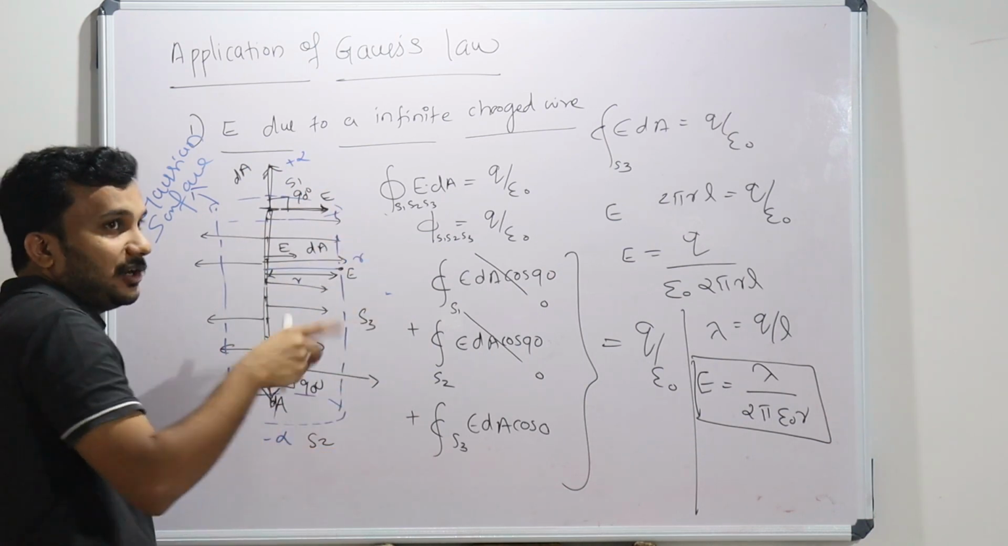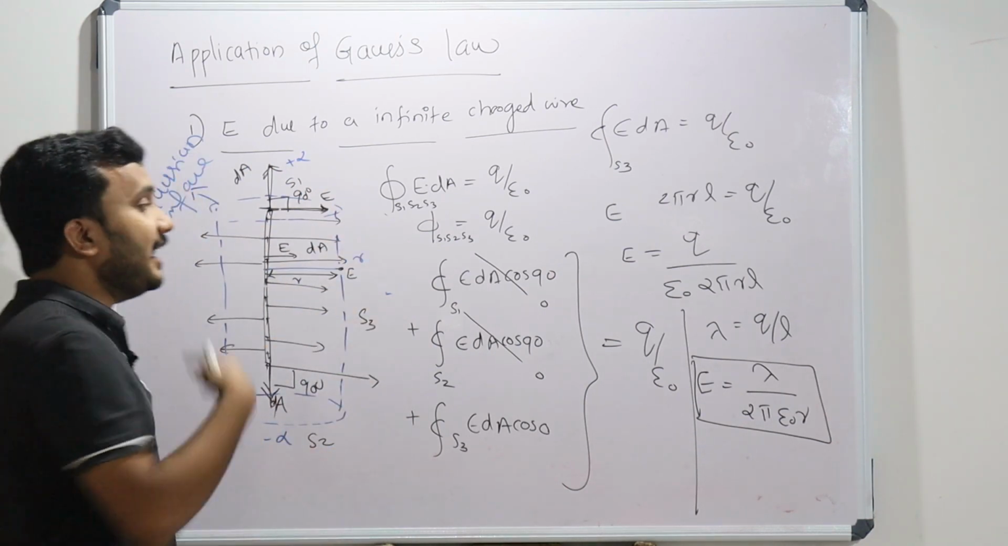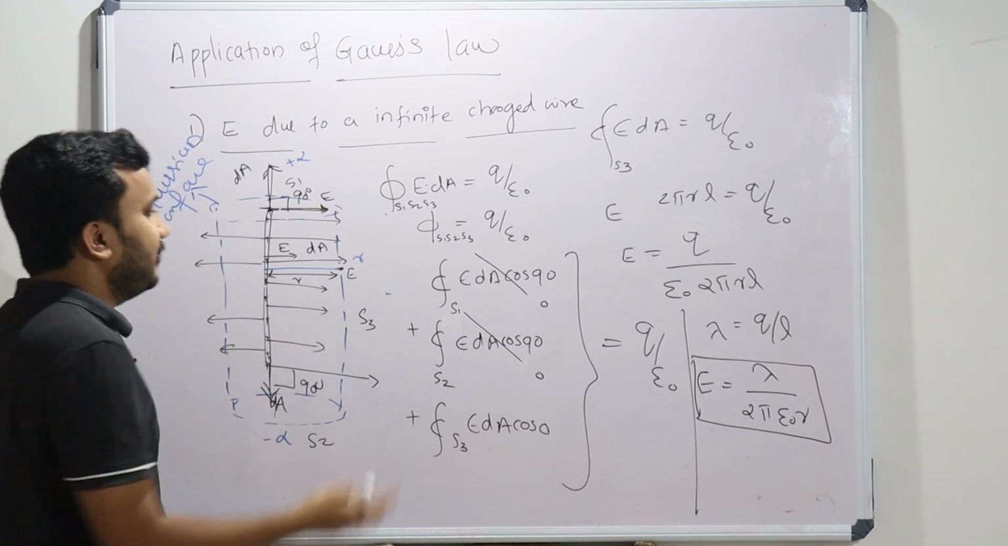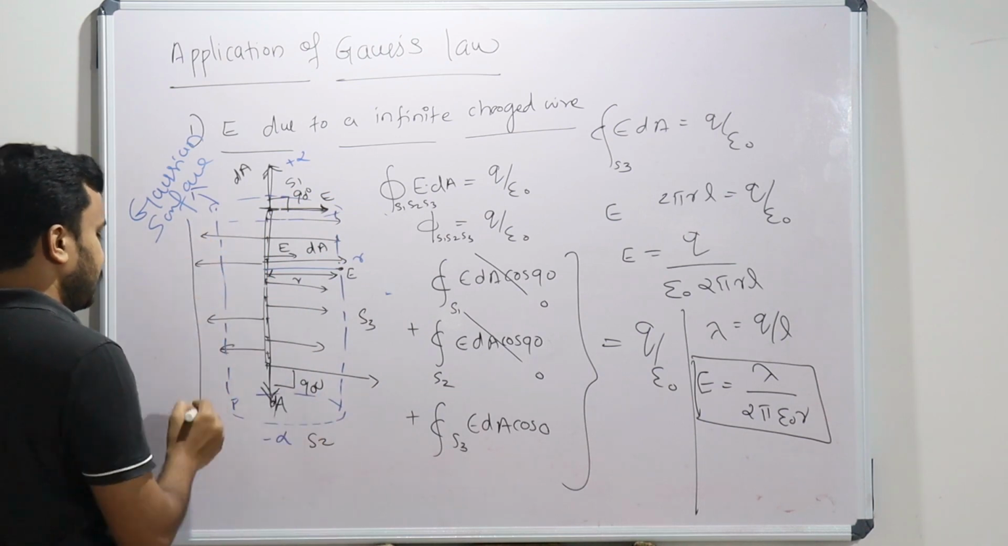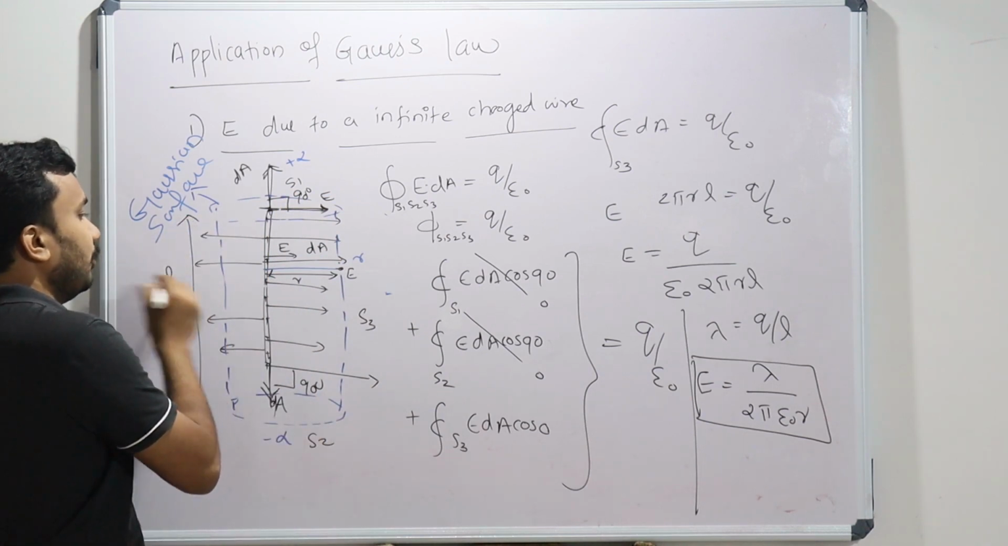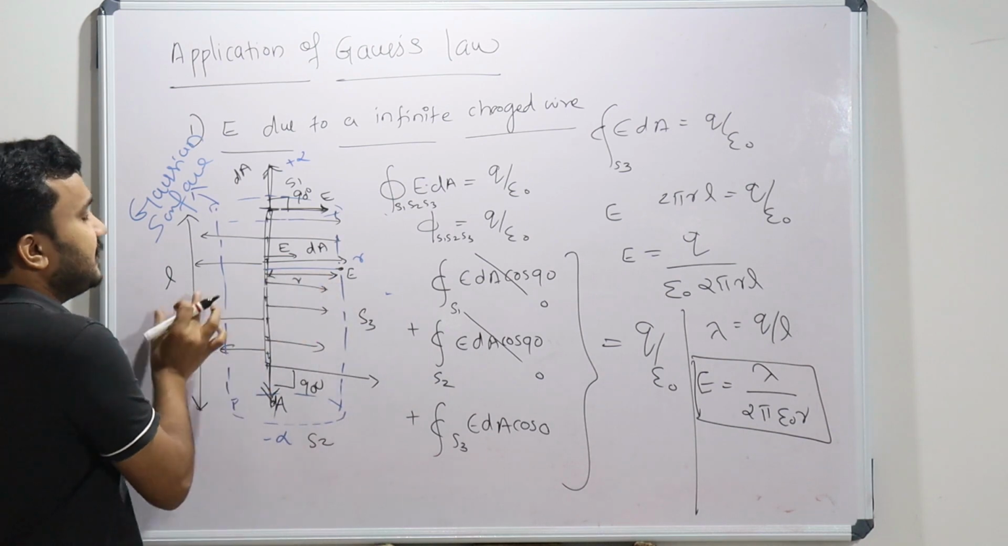Okay, area. Integral of dA means A. What is A? A is called the area of the cylinder. What is the area of the cylinder? 2 pi r, its radius, into its length. Here I assume the length is equal to L. So r is the radius, L is the length.